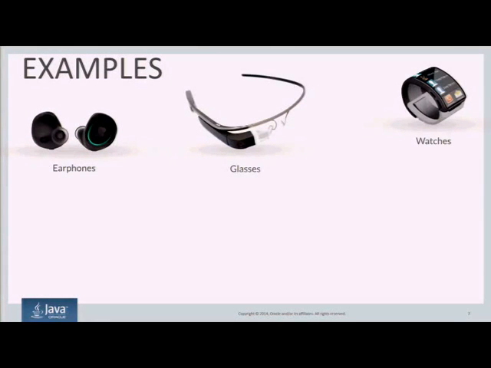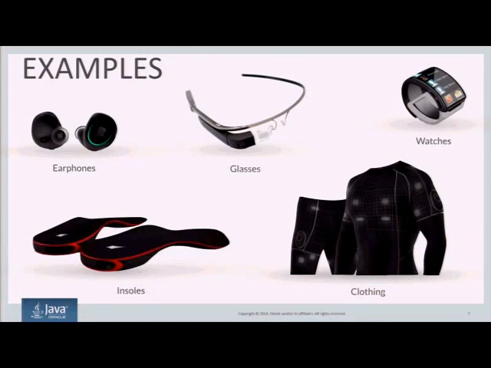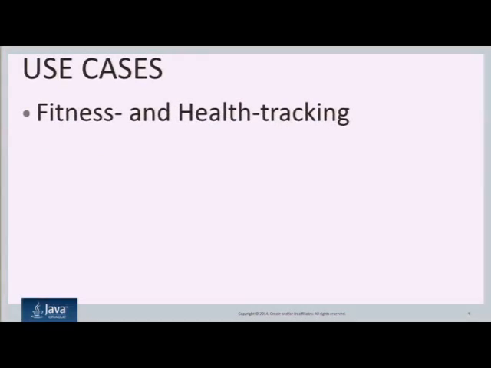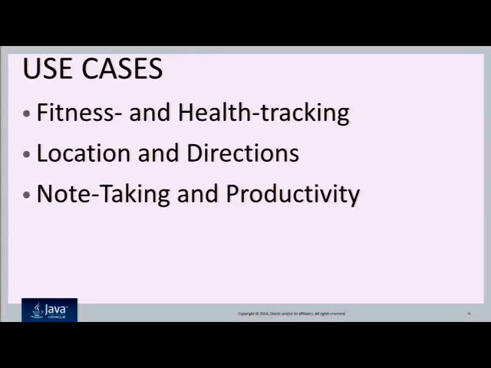Well, some examples, sure, you will find something like headphones or glasses, that stuff. Then for sure, watches, clothing, which is really interesting, insoles. This is very fascinating, and lots of more things you will find on the web. So use cases, I'm pretty sure you know that it's fitness and health tracking, then you have location and directions like GPS, navigation and all that stuff. Then you have note-taking and productivity, not really clear at the moment what that means. And there are sure informational topics for wearable devices.